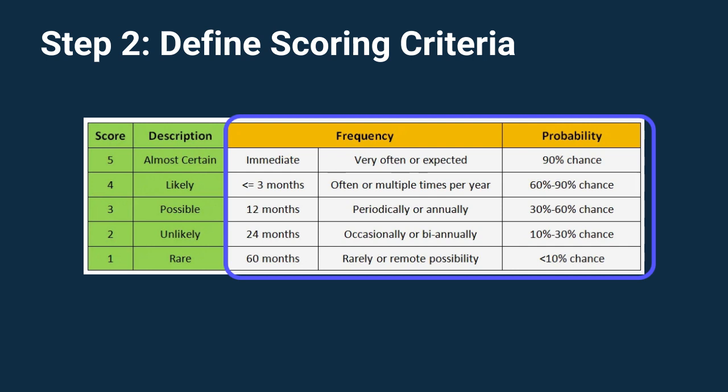It is good practice to also define the probability for each score, which may be useful when assessing such risks where the frequency is not very relevant. An example of the likelihood criteria is shown here. However, keep in mind that the criteria may vary from one organization to another and will largely depend on the organization's size and industry amongst other factors.